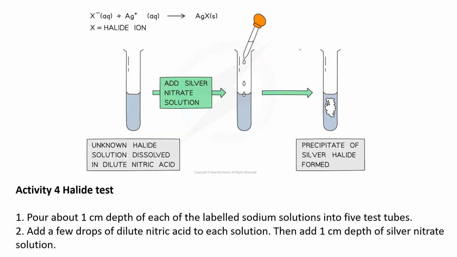Halide test. I haven't even put the colors on there. But Zara just told us: we've got 1 centimeter depth of the sodium solutions in the 5 test tubes, add dilute nitric acid, and then add silver nitrate. If you get a precipitate, you've got the silver halide formed, and it could be bromide, iodide, or chloride.